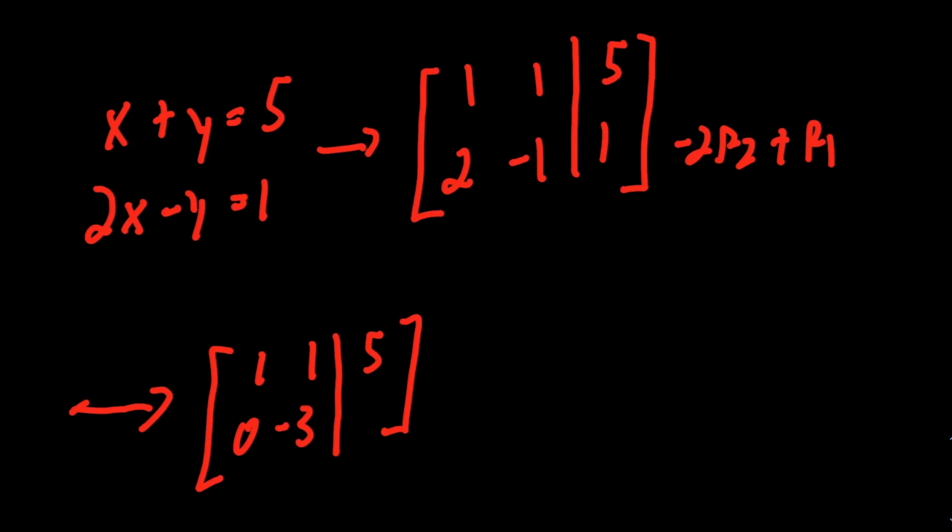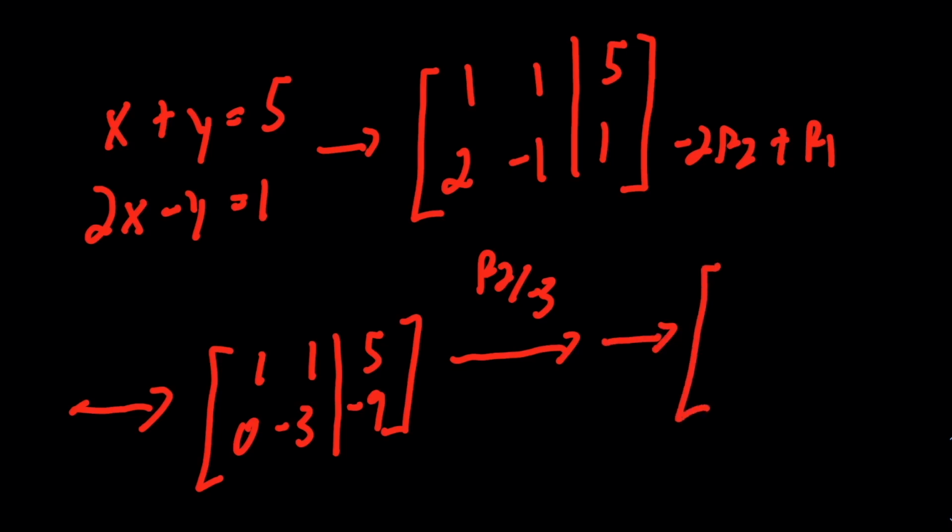Oh, there's an error. This should be -9. Great. The coefficient below the leading 1 in the first row is eliminated. Now we'll simplify it further by dividing the second row by -3 to obtain a leading 1, which can be denoted as R2 divided by -3.